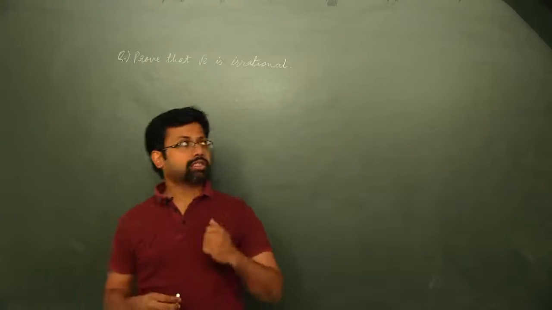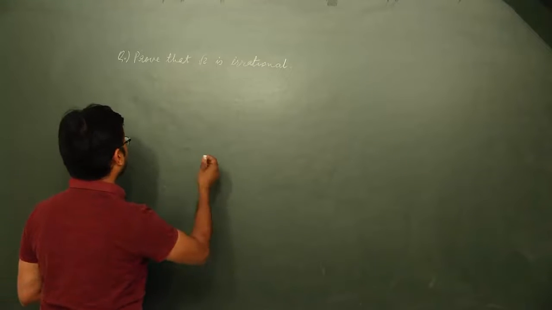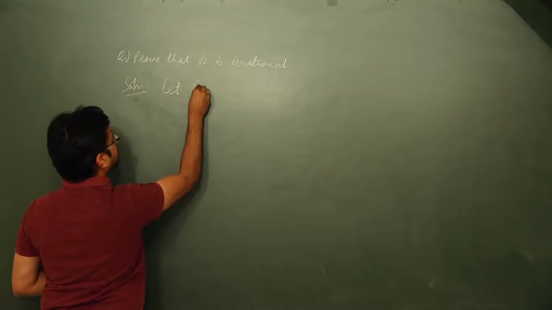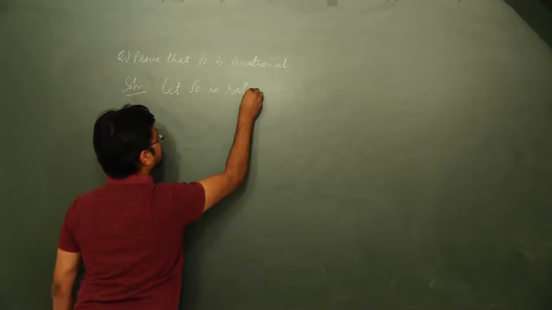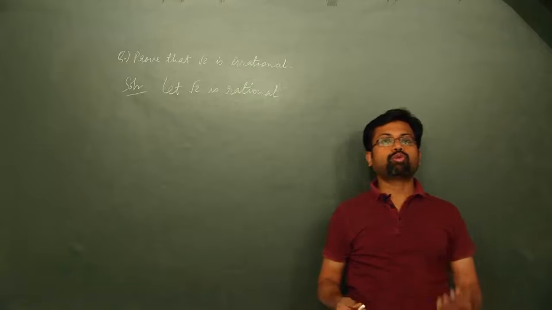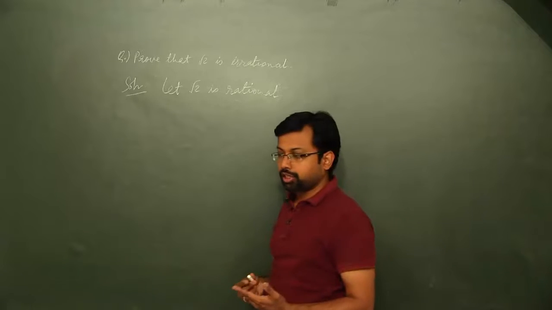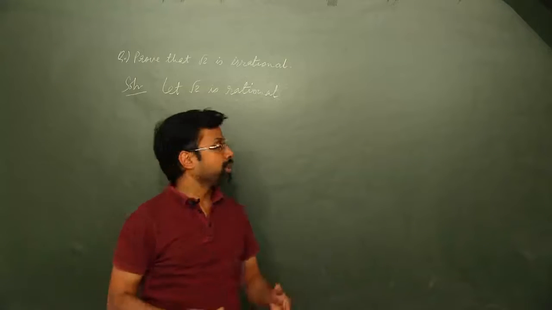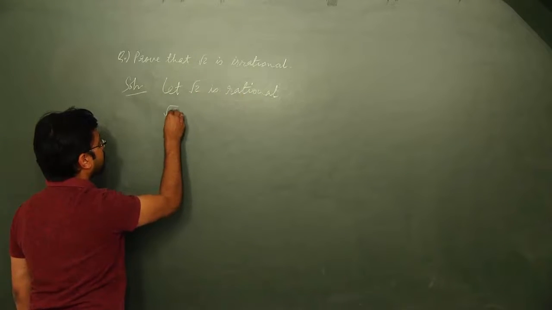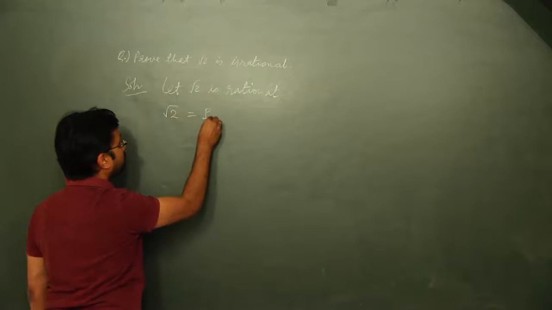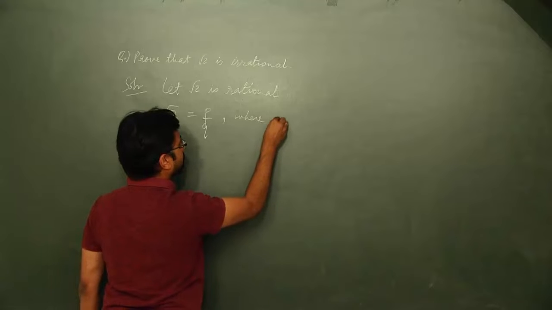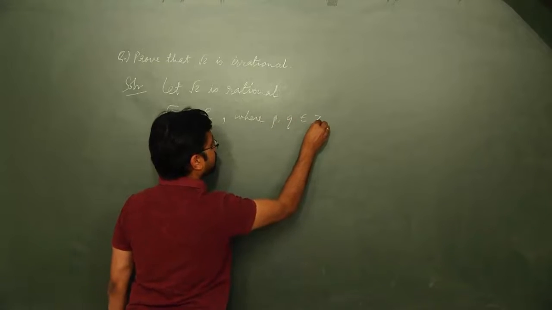So we prove this by the method of contradiction, by first assuming that root 2 is rational. If we go on to contradict our assumption that it is rational, that means it will be irrational. So how do we proceed with it? Let root 2 be rational. If root 2 is rational, then root 2 can be written in the form p by q, where p, q belong to integers and are co-primes.